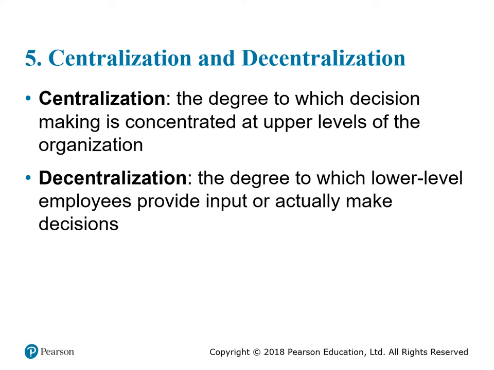meaning that only a few people in upper level management have the authority and the capacity to make those decisions. العكس منها هو اللامركزية or decentralization. This is when lower level employees have either at least some input, some voice in decision making, can influence decision making, or they actually have the capacity to make those decisions. معناها انه حتى الناس اللي في positions ما تعتبر قيادية او غيره, they have at least some authority to make some of those decisions.